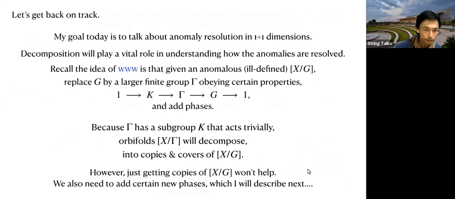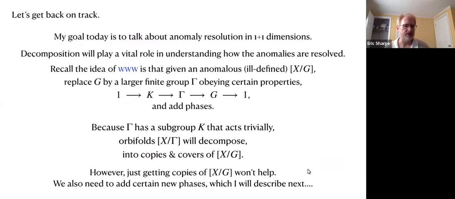Right. Let me get back to Wang-Wen-Witten. So what did Wang-Wen-Witten do? Their idea was, they had an idea for a fix for gauge anomalies. They started with an anomalous orbifold, anomalous in the sense of having a gauge anomaly, which ordinarily means I'd have to throw it out. I couldn't do anything with it. Their idea was to replace the original orbifold group with a bigger finite group and add some phases.